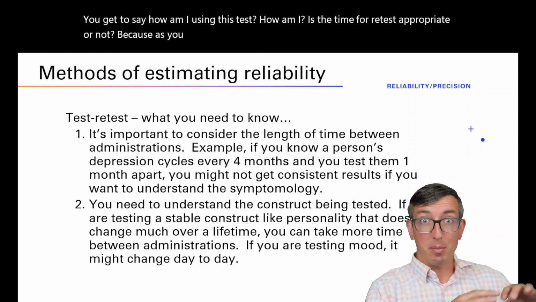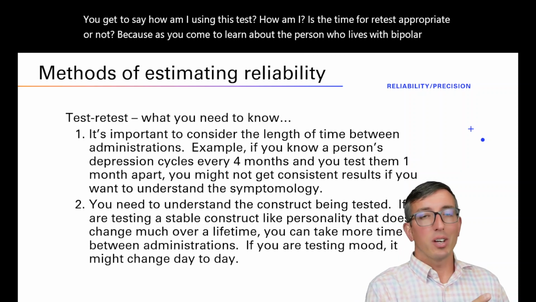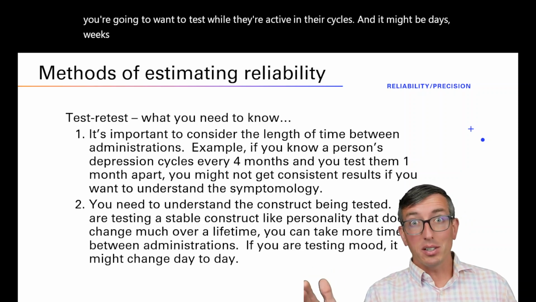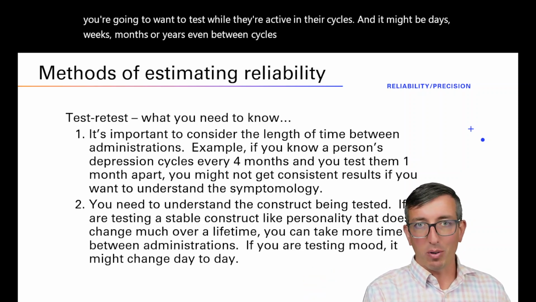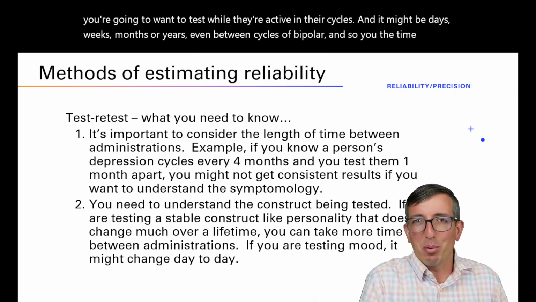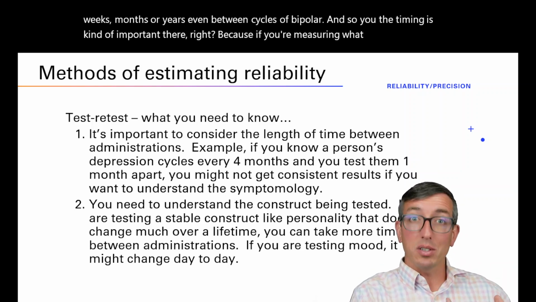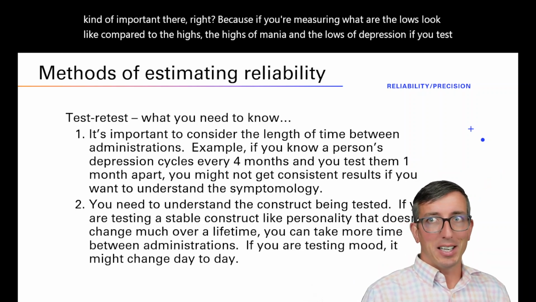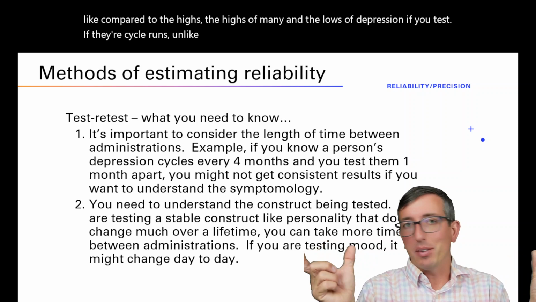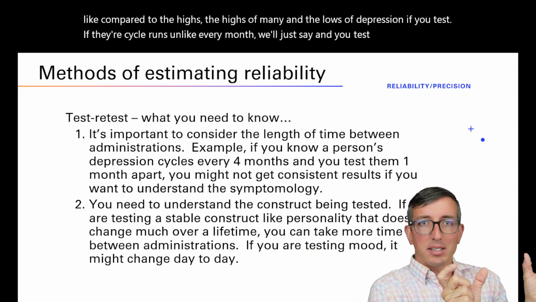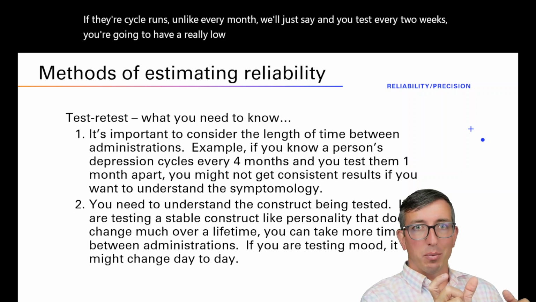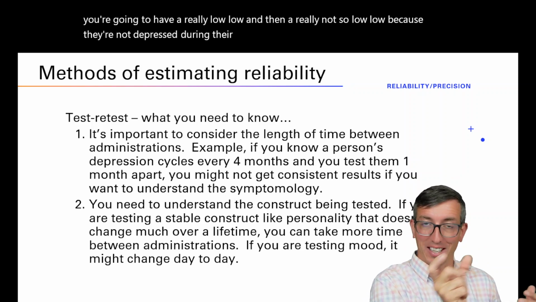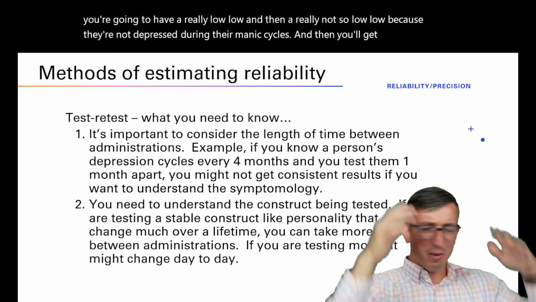Because as you come to learn about the person who lives with bipolar, you're going to want to test while they're active in their cycles. And it might be days, weeks, months, or even years between cycles of bipolar. So the timing is important there, right? Because if you're measuring what the lows look like compared to the highs of mania and the lows of depression, if their cycle runs every month, we'll just say, and you test every 2 weeks, you're going to have a really low and then a really not so low because they're not depressed during their manic cycles. And then you'll get another one and you're going to be like, what the heck is going on?